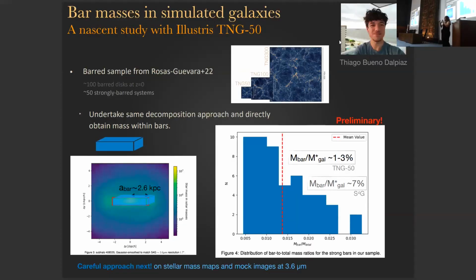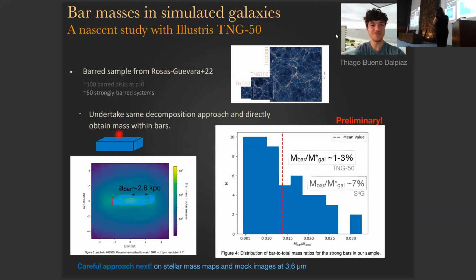Okay. A 5 kiloparsec tall, basically the height. And just taking the median shape, the median extension of these bars, we actually find a bar to galaxy mass ratio that is in the ballpark of what we find for observations. So this has actually been done quite roughly, but this is basically a conversation that is starting between observations and simulations.